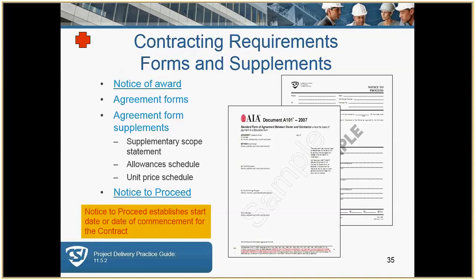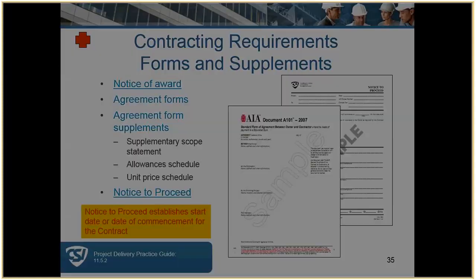These are some of the forms that will be included within the contract requirements. The notice of award is a letter indicating the owner's intent to contract with the low bidder. Once contracted, the notice to proceed indicates that the contractor may start the work, and more importantly, it starts the clock for the construction time if there's an agreed upon due date.